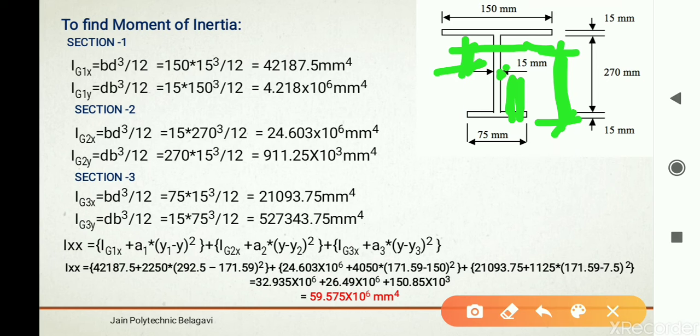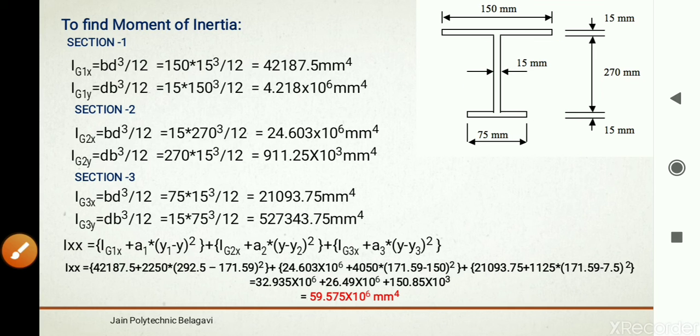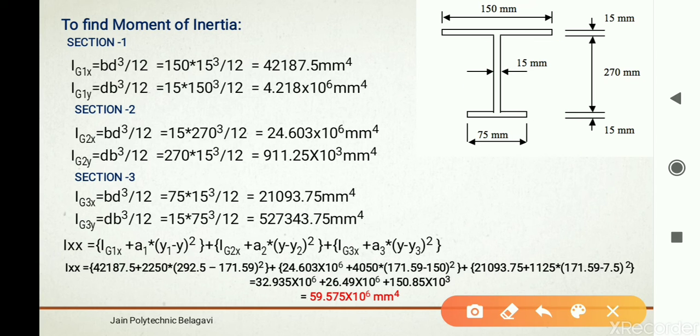So y bar minus y2, where y bar is the answer of the center of gravity calculation, and y2 is one of the values calculated in the CG. In the previous slide you are going to get that. Here it is mentioned 171.59 is y bar, minus y2 is 150. So put that value. Coming to the next, Ig3x, put that value there. Area 3, you know, y bar minus y3.